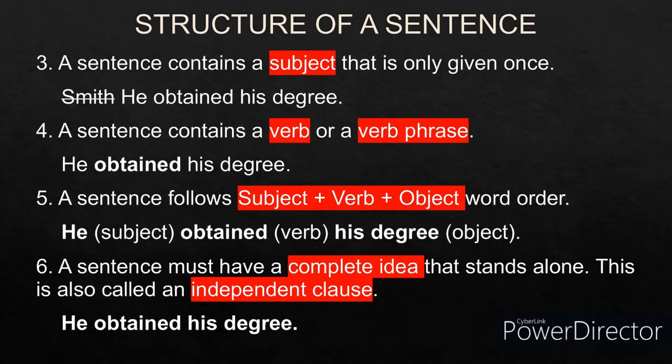A sentence must have a complete idea that stands alone. This is also called an independent clause. A sentence should have a complete meaning in itself. For example, he obtained his degree. It's complete. The sentence is complete. It is giving us a sense. So a sentence must have a complete idea, and here the complete idea is given.